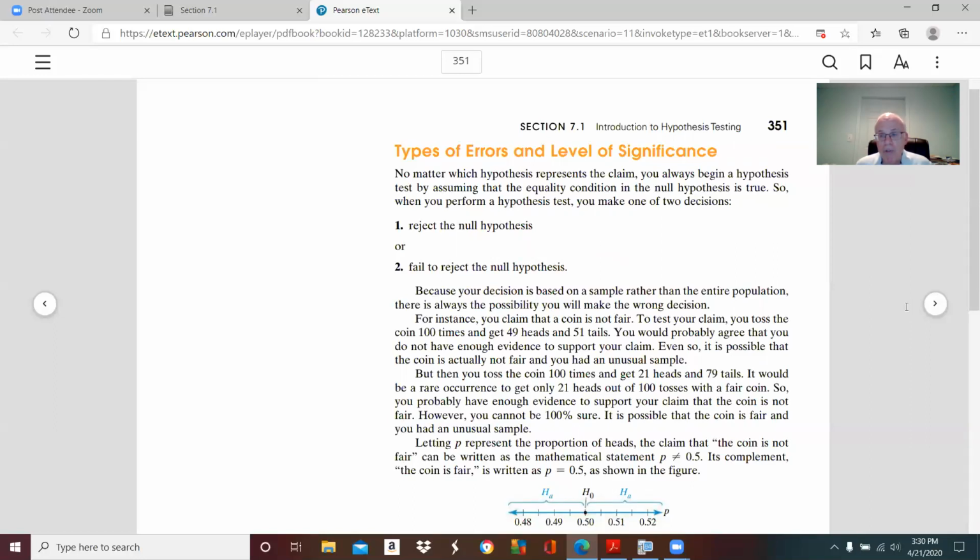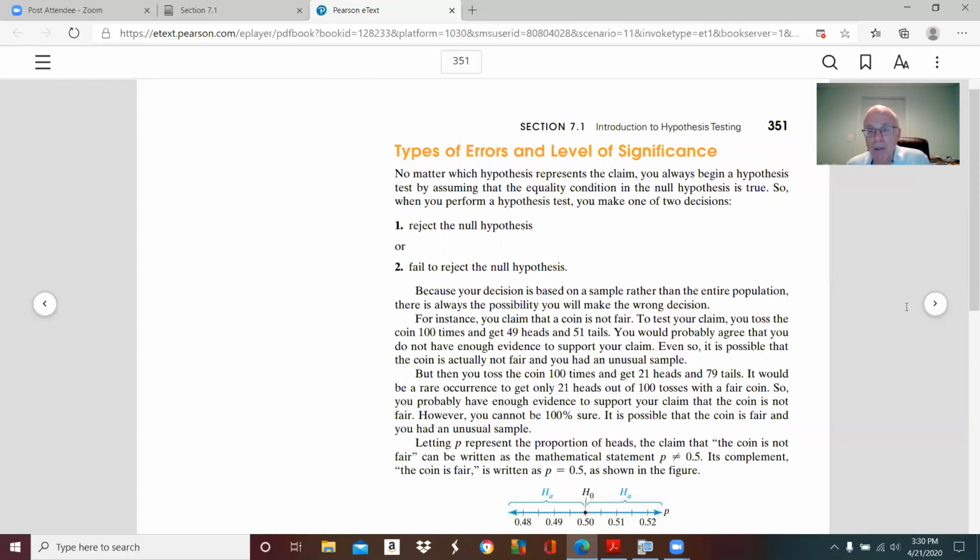Or there's not enough evidence to reject the null hypothesis. Now, when we say there's not enough evidence to reject the null hypothesis, what we mean is just that. It doesn't mean that we accept the null hypothesis as the truth. Let me give you an example.